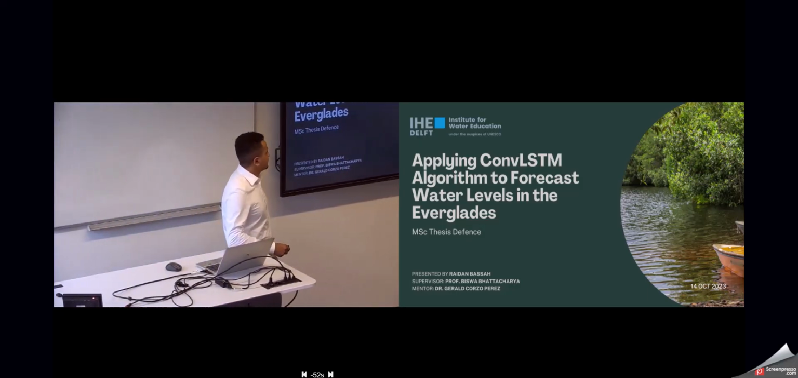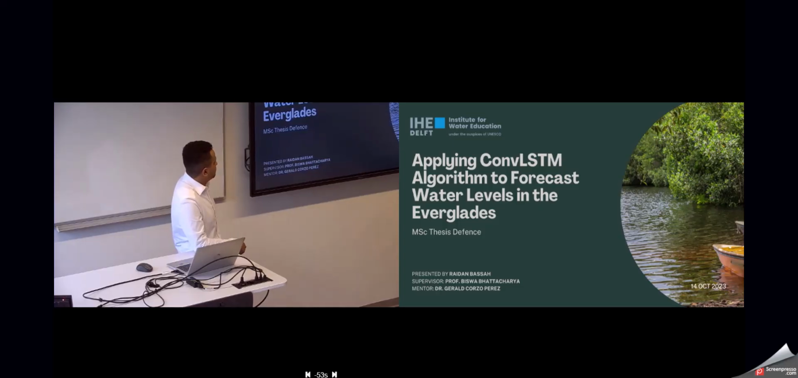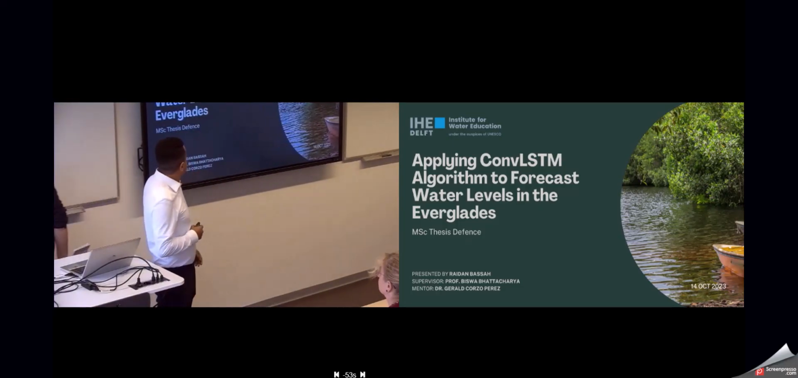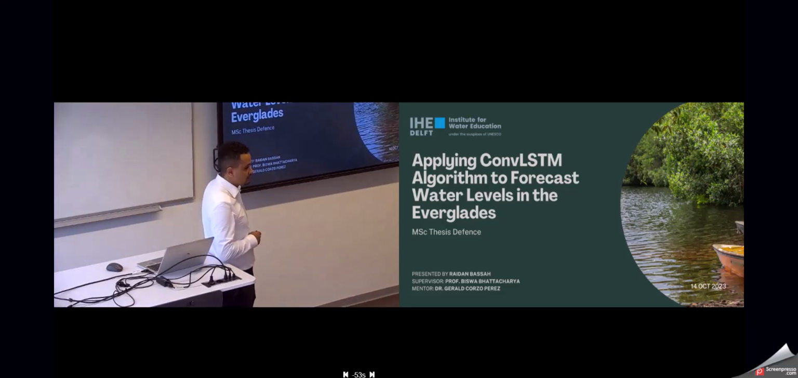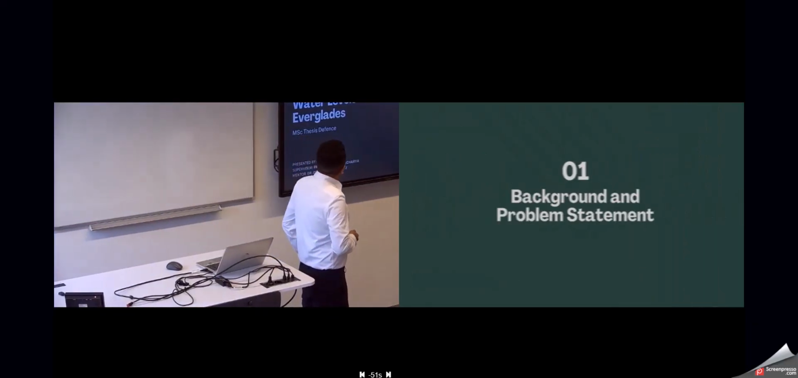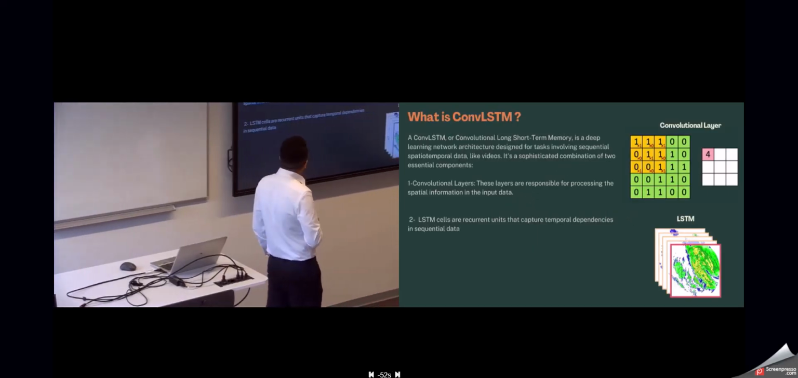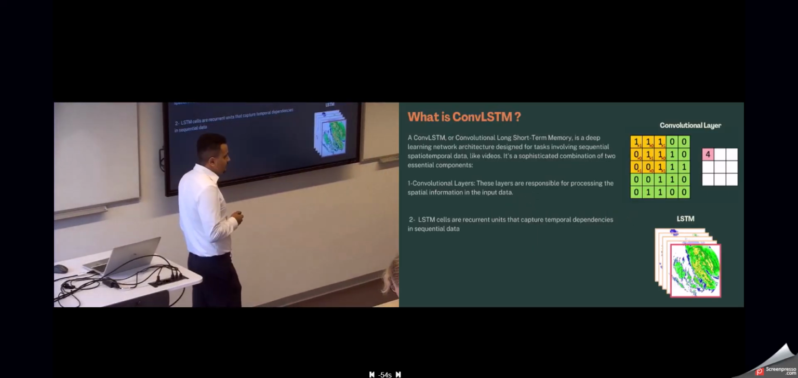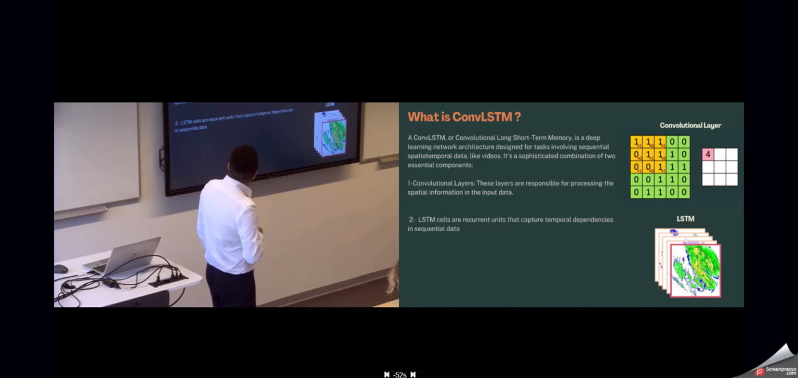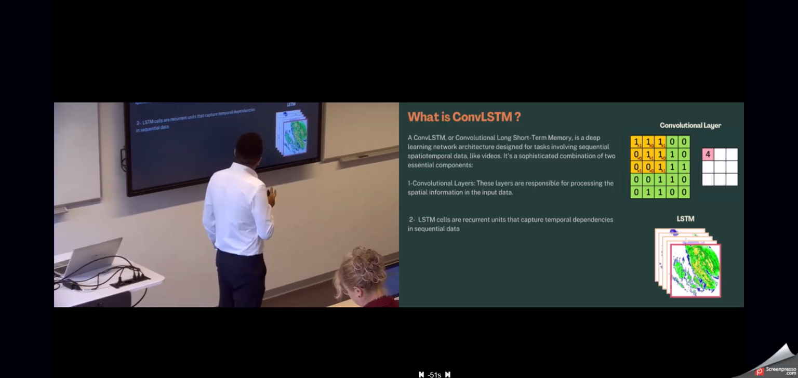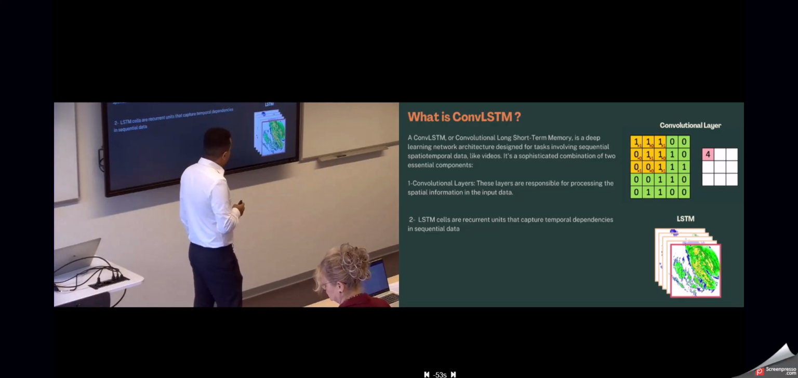My name is Raidan Bassa, and my thesis research is about applying the convolutional LSTM algorithm to forecast water levels in the Everglades. So I'll start with a background and problem statement. What is convolutional LSTM? It's a deep learning model designed to deal with spatio-temporal data, tasks like video analysis and so on. It has two components, convolutional layer and LSTM.